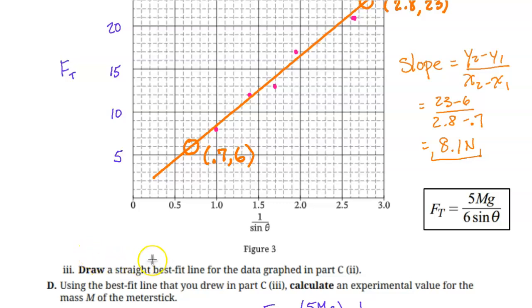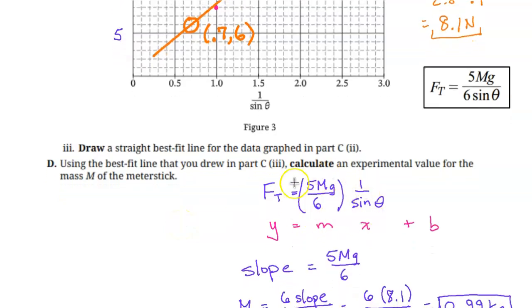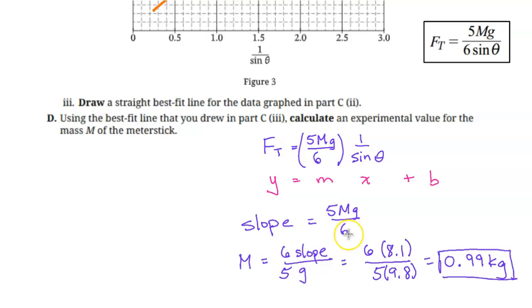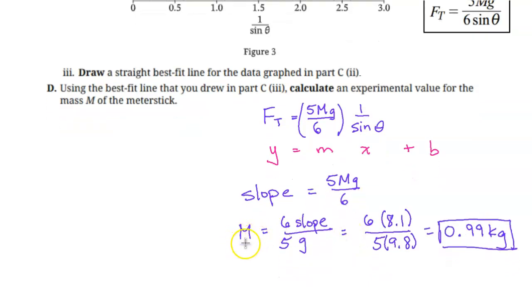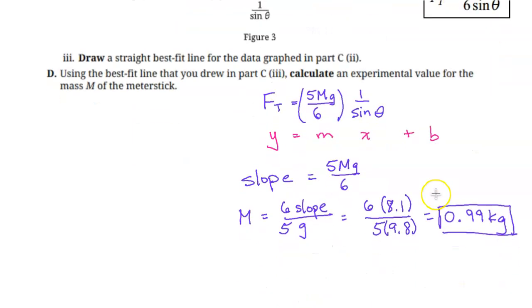C3i states, draw a straight best fit line for the data graphed in part C2i. And we did draw that best fit line. Part D, using the best fit line that you drew in part C3i, calculate an experimental value for the mass m of the meter stick. So this was the equation that was given. We did rearrange it to make it look like the y equals mx plus b equation. The slope is equal to 5 mg over 6, and we're looking for the mass. So if we isolate the mass, we get 6 times the slope divided by 5g, and the slope we calculated up here was 8.1, so we substitute 8.1 here for the slope, and when we calculate this value, we get 0.99 kilograms.